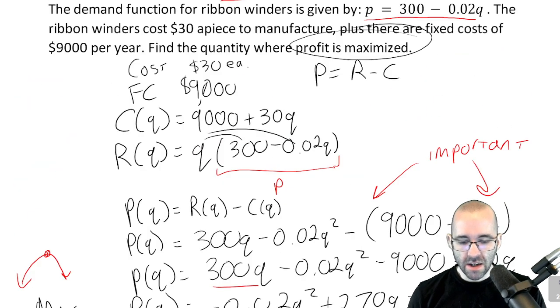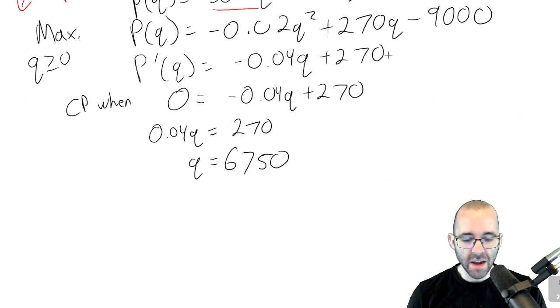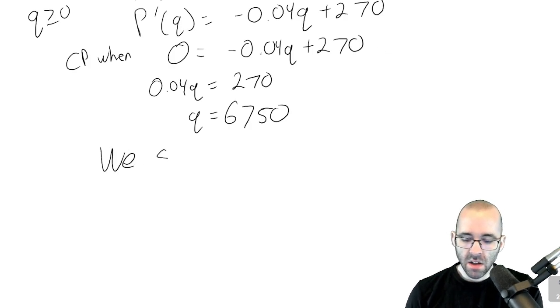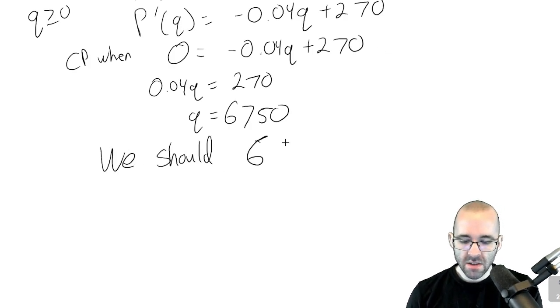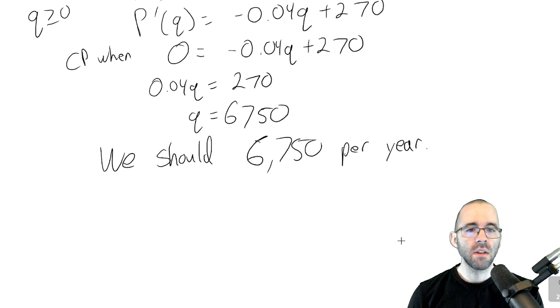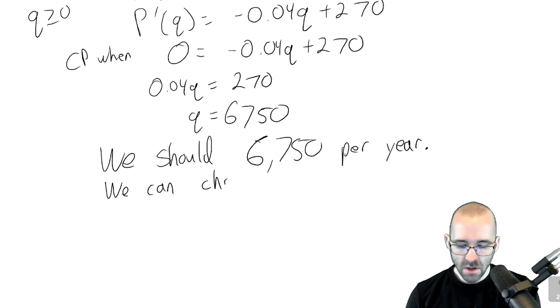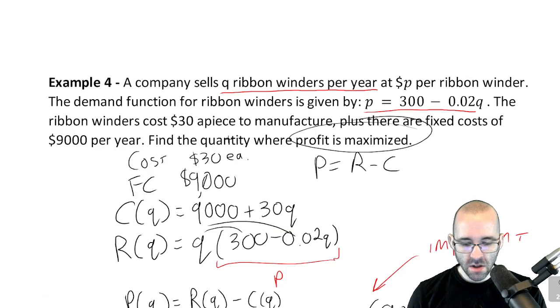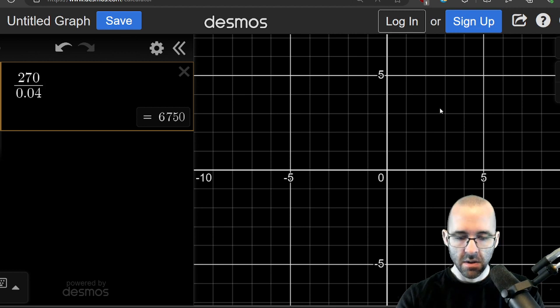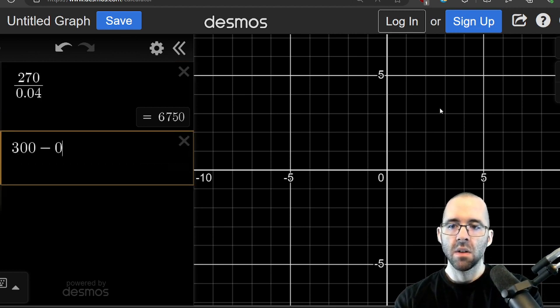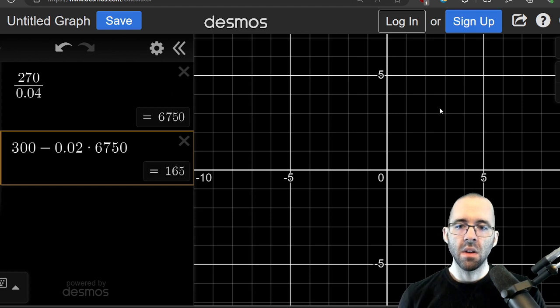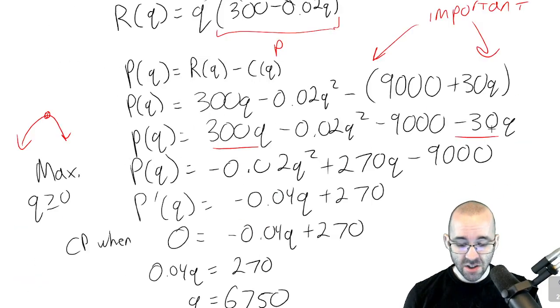So we mostly just need to answer the question. Find the quantity where profits maximize. That's it. We should sell 6750 per year. And again, this is a perfectly valid answer, but the best answer would be to say we can charge this much, 300 minus 0.02Q. We can charge $165 for each of these.